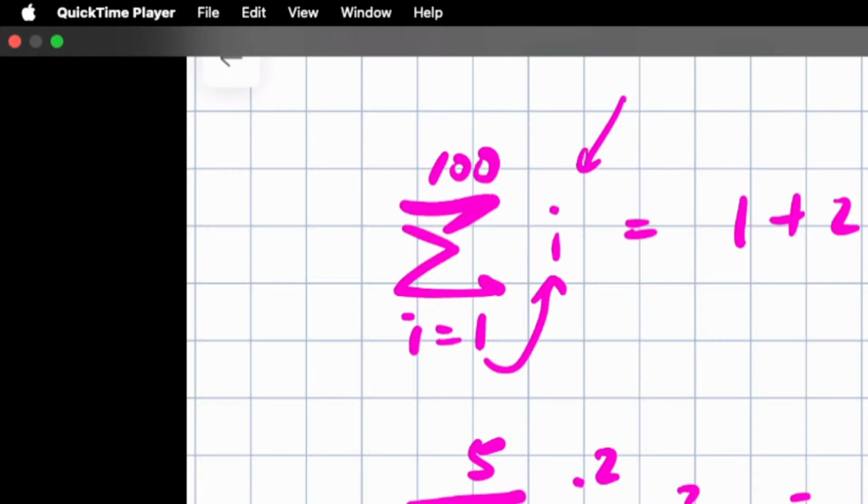First, let's define delta x. Delta x is always b minus a over n. Why? b is the upper bound minus the lower bound, divided by how many rectangles you want to break it up into. So let's say between 0 and 2. Between 0 and 2, if I want to break it into two rectangles, it will be 2 divided by 2 is 1. So each width is 1.